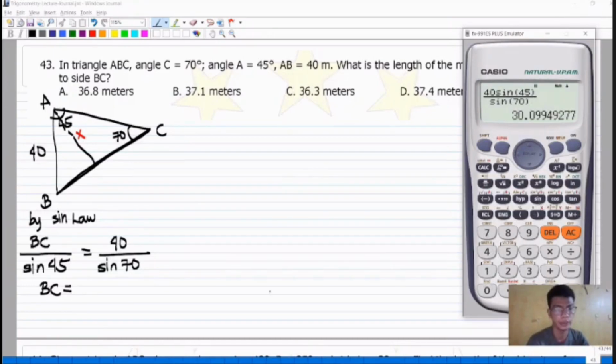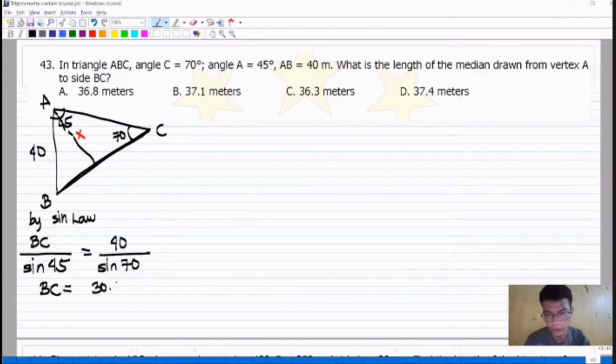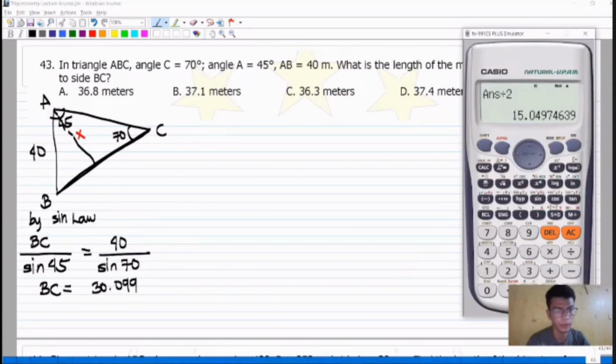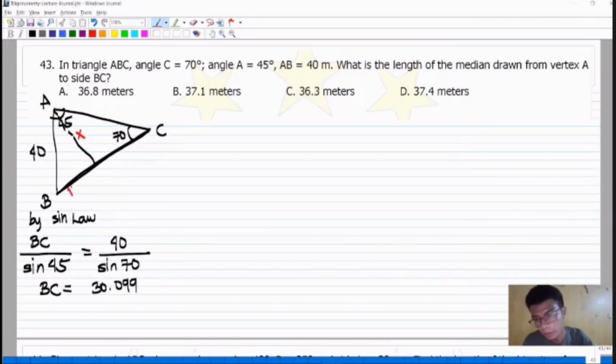And the answer is 30.099. Kaya kung kakalahatiin natin yan, divided by 2, 15.05. So 15.05 ito. Ito din ay 15.05, kasi i-consider natin dito yung dalawang triangle.